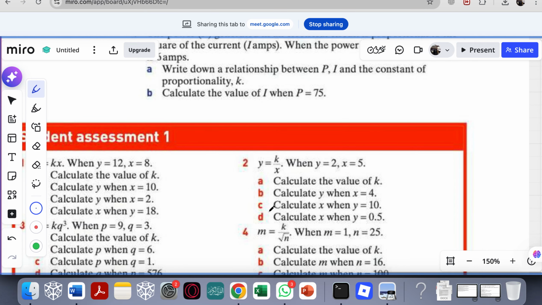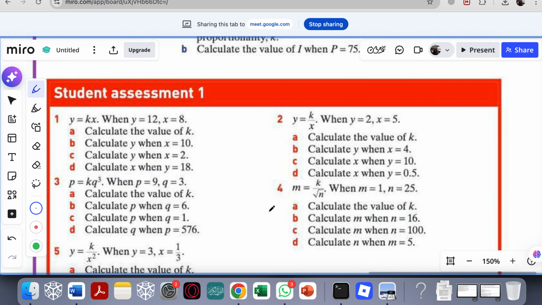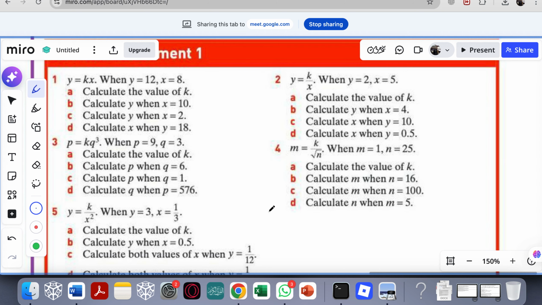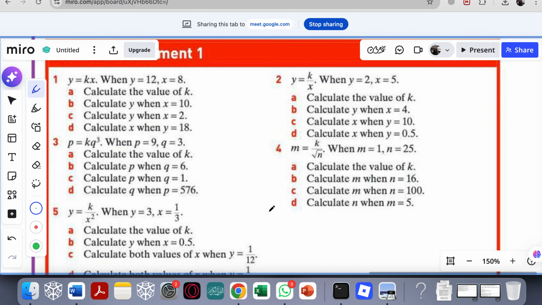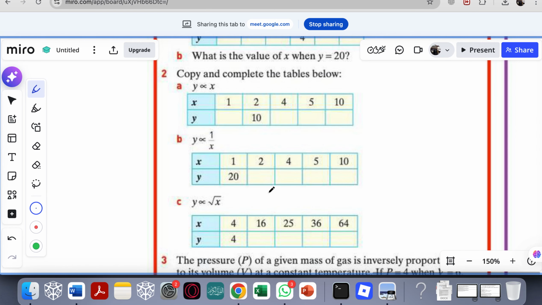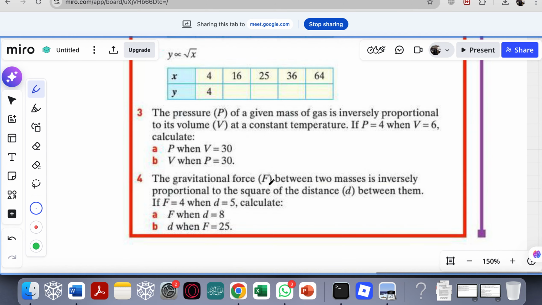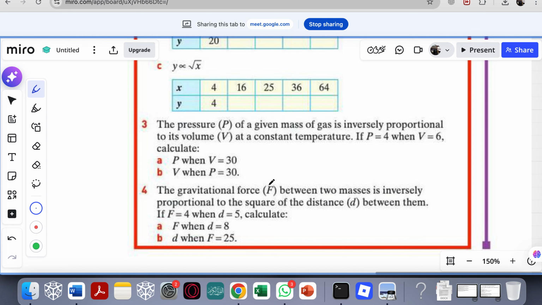Okay, with this, we've come to the end of today's class. Proportion, look at the student assessment. Especially here, they can bring a lot of questions in the exam. Pause this video and solve all of these. If you want to be good in math, you have to solve a lot of math problems. This student assessment 2, pause the video and solve them. They're easy. They're direct. Proportion, variation, is very easy.